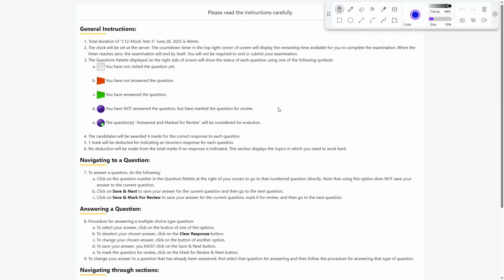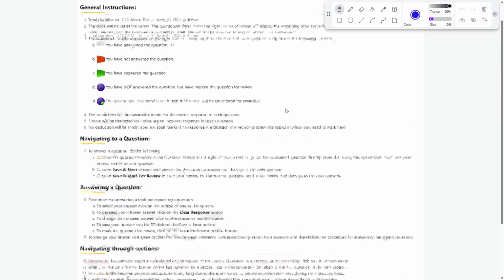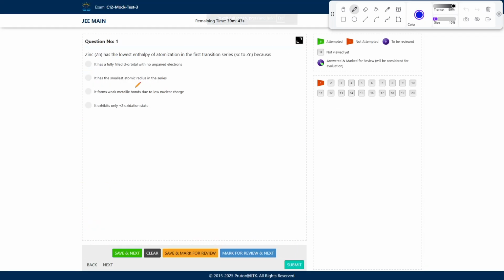Hello everyone. So today we are going to practice the mock test of the chapter D and F block elements. So let's begin. Okay, so we have our first question.